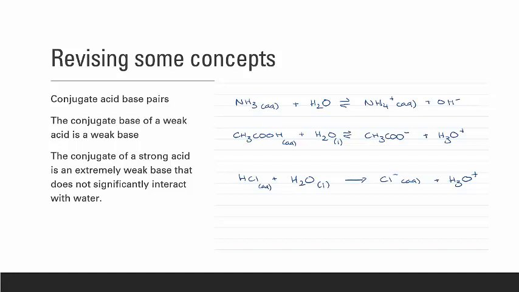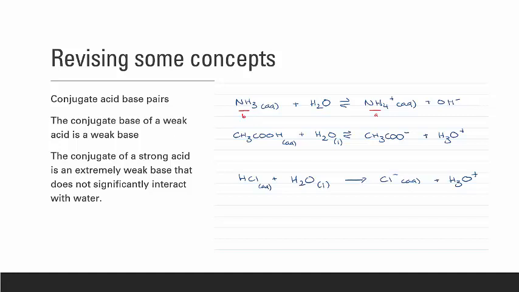So, for example, ammonia is a base. That's a base over here. It reacts with water to form the ammonium ion and the hydroxide ion. In this reaction, ammonia is the base, and the ammonium ion is its conjugate acid. So to go from the base to the acid, we add H+.